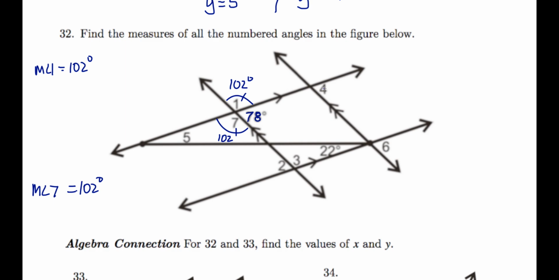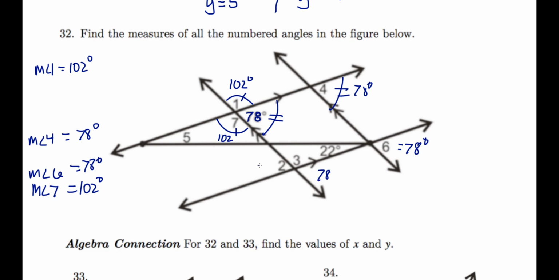Let's see. How about we go over this way? 4 and 78. Corresponding angles. Corresponding angles are congruent. So this is 78. Well, 4 and 6 are corresponding angles. Measure of angle 6 is 78. So let's keep on bringing this down. This angle here is 78. That means angle 2 is 78. Angle 2 and angle 6 are actually alternate exterior angles, or I could say that these are vertical angles. Just solving the puzzle.